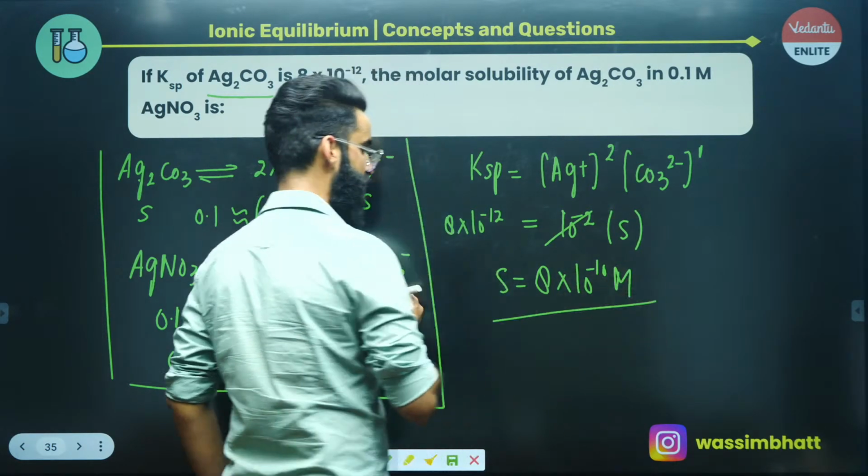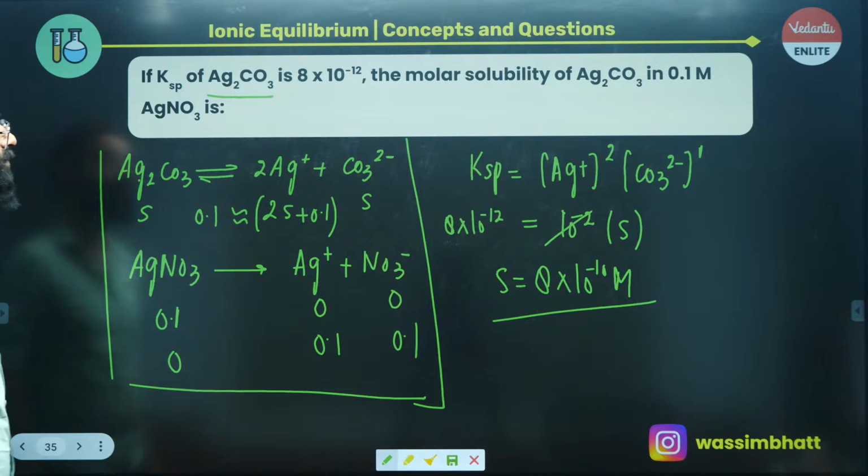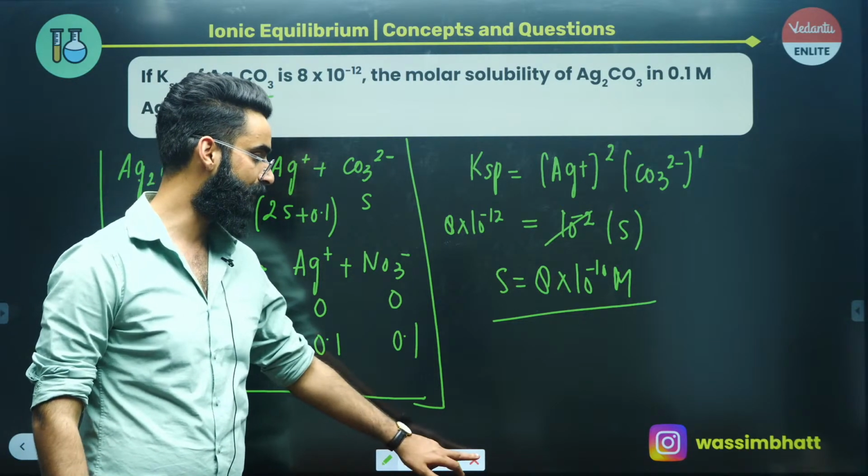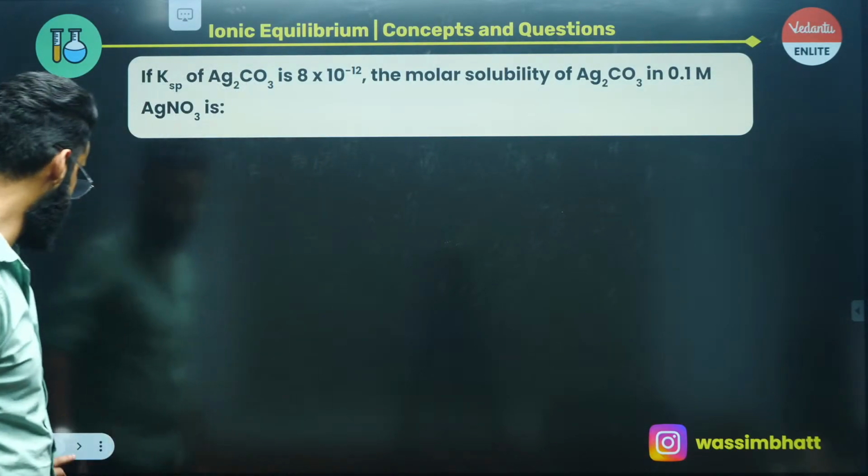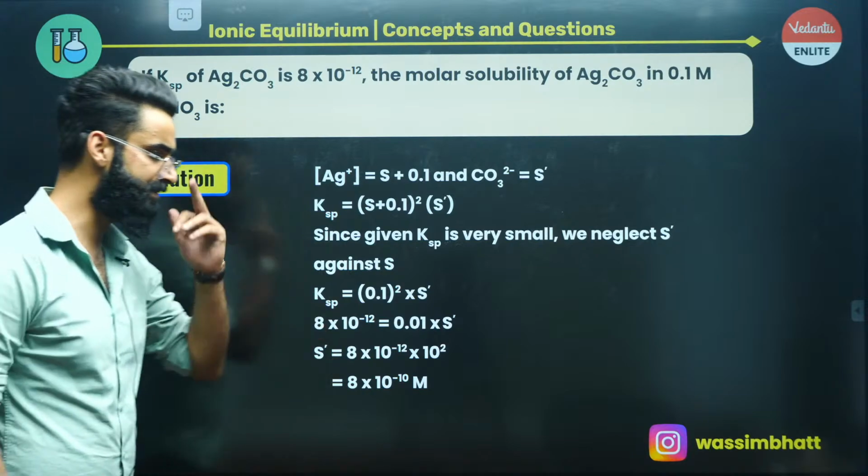That's something which I was supposed to calculate as per the question, I believe, right? The molar solubility of Ag2CO3, which came out to be 8 into 10 raised to the power minus 10, right? So that is the final answer of the question.